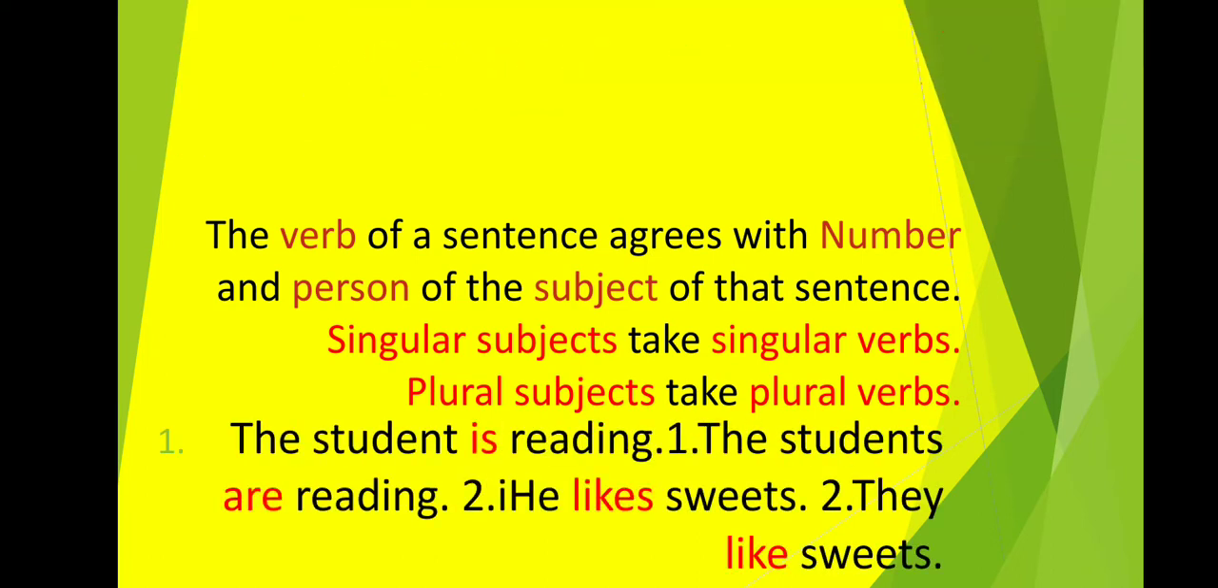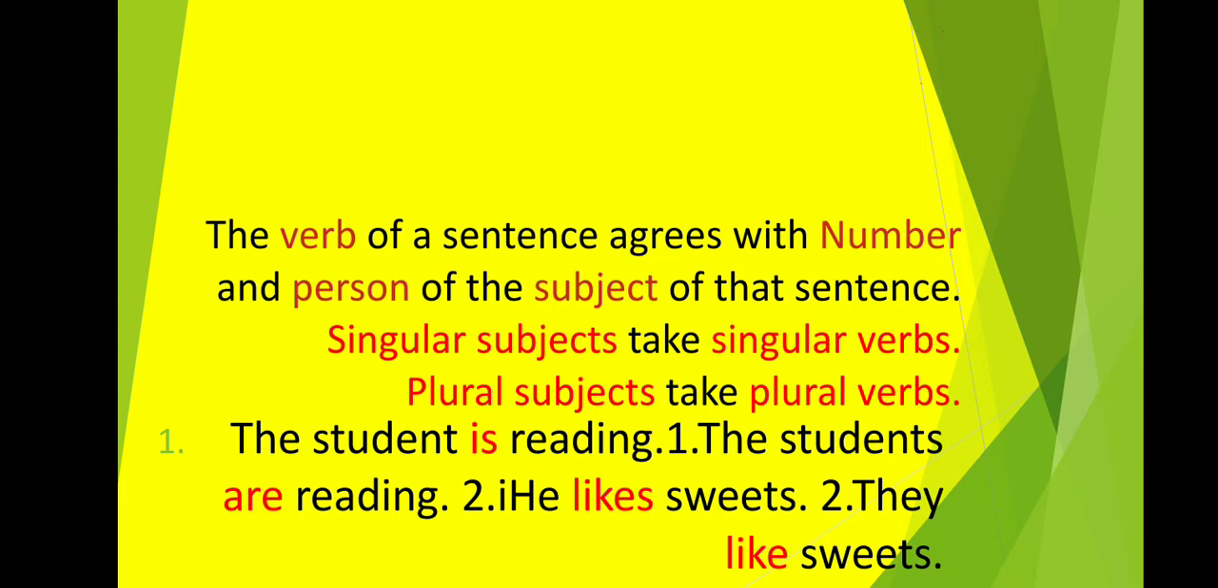Let's study some examples. The student is reading. So the student is singular, and the verb that is used, shown in the highlighted part, is singular. The students here are plural. That's why the highlighted helping verb are is also plural. Next one, he likes sweets. He is singular. That's why we have used likes: singular subject, singular verb.